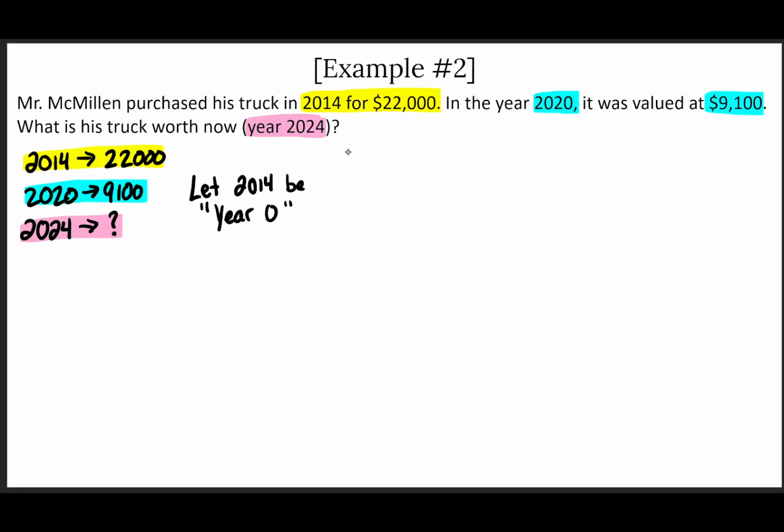So my ordered pairs would be 0, 22,000. The next ordered pair: from 2014 to 2020, it has been 6 years, and now the truck is worth $9,100. The last one, 2014 all the way to 2024, would be 10 years. And I still don't know what the answer is. That's what we're going to calculate at the end here. So here's the new version of my information from the original question, yellow, blue, and pink. From the year 2014, how many years has it been? That gave us much smaller X numbers to work with. It would be a lot less scary to do this kind of question.